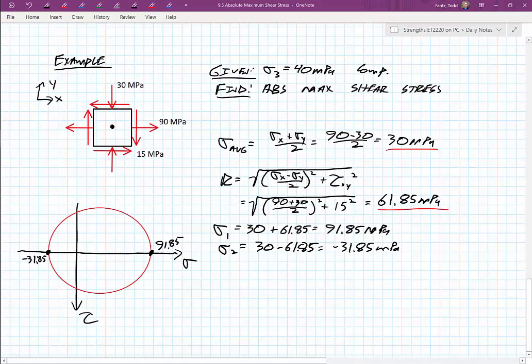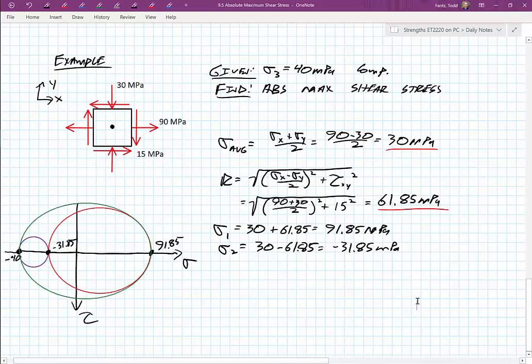Now I need to add in that third sigma 3, and I'm given this third sigma 3 is 40 megapascals in compression. So compression means negative. So actually I'd be about, I don't know, we'll put it about here, minus 40. Not much room in here. Let me move this. And so that means I can then draw my other two circles between these 3 points.